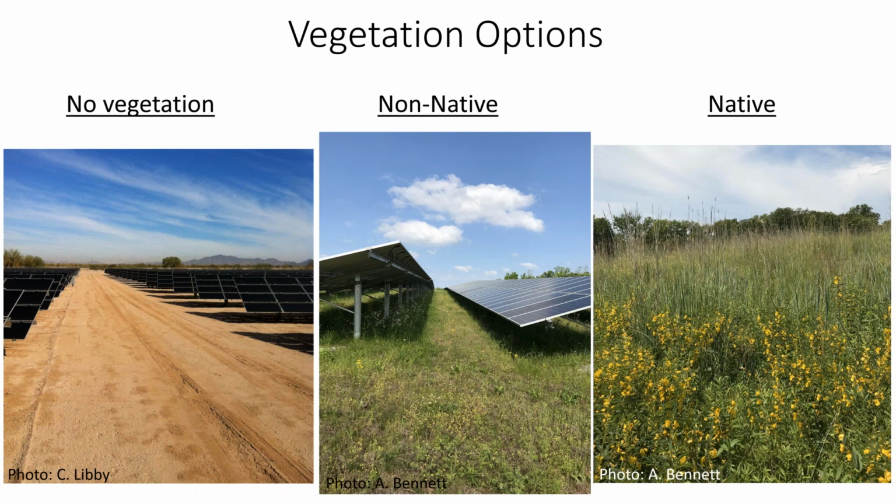In general, we have three big categories. No vegetation, so you choose to keep it bare ground or maybe use gravel. You may select some sort of non-native vegetation, which may be a cool season turf grass mix as an example, or you may select a regionally appropriate native seed mix for your location.